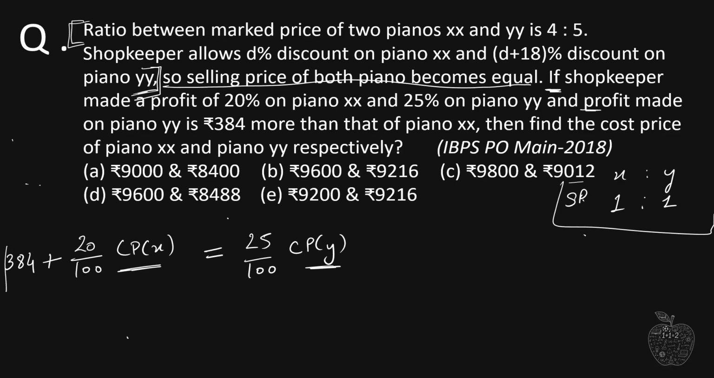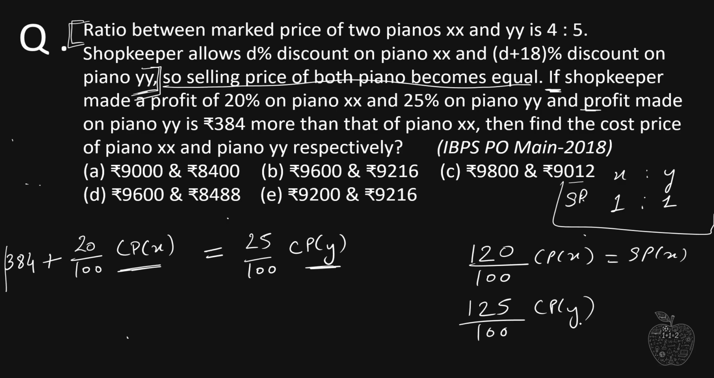The profit of 20% on piano X means he sold it at 120% of the cost price of X. This will give us the selling price of X. And he made 25% profit on Y, which means he sold it at 125% of the cost price of Y. This will give us the selling price of Y.